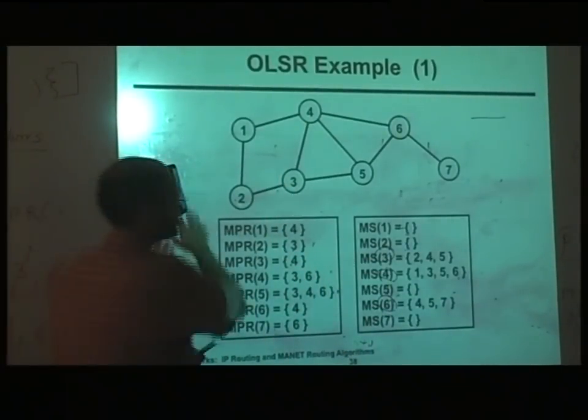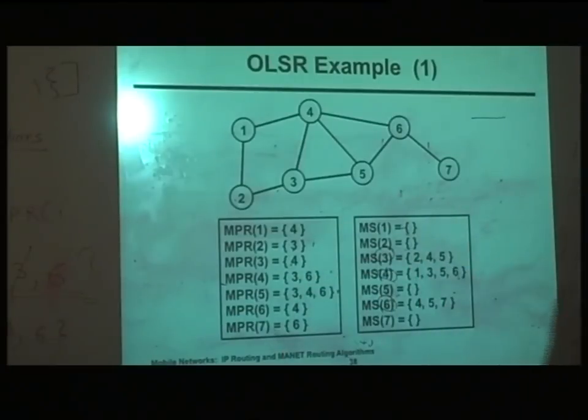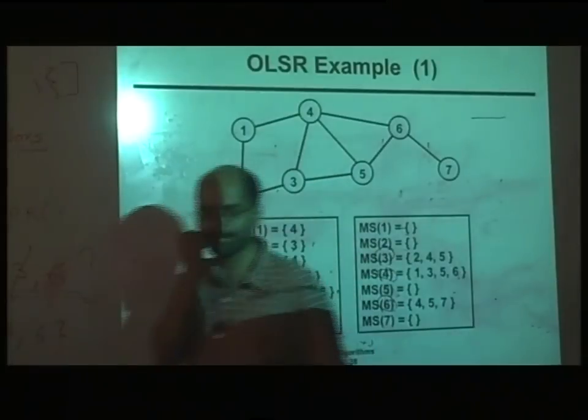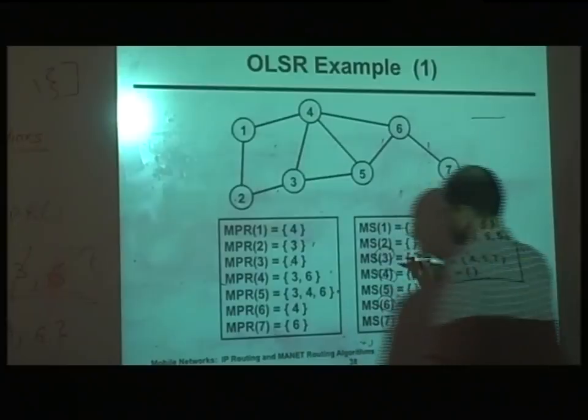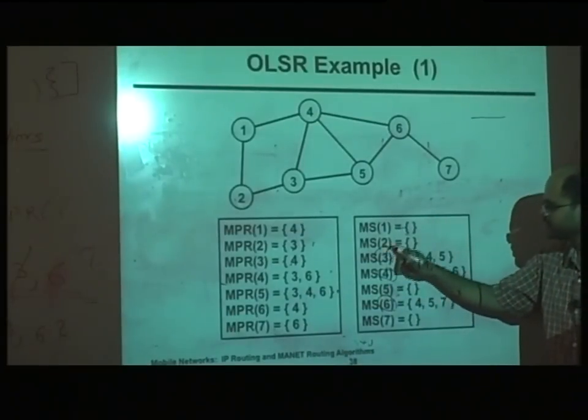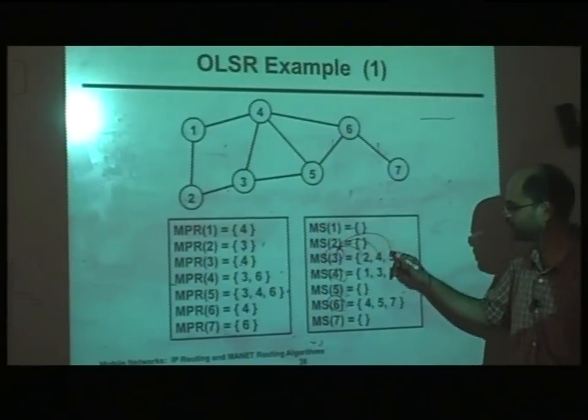So let's draw it. Or you can also try to draw it. Can you draw the network now after all these control messages? What does it look like? Using these exercises and the control messages, how will the network look? Can you draw your network? So you know the control messages, right? This is the control message. This is one and this one.